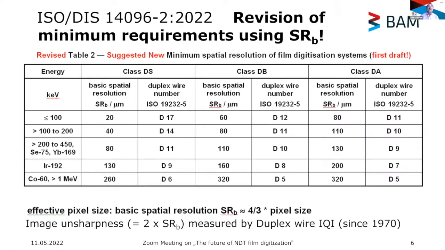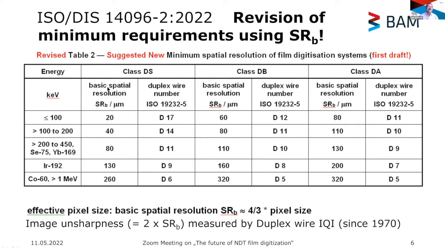And therefore, I have here a new version of this table, the revised table, and we delete the pixel size and replace it by the basic spatial resolution. The basic spatial resolution is a parameter which we use in all the other digital techniques, with the DDA and with computed radiography with imaging plates, and several standards are now meanwhile using this term.